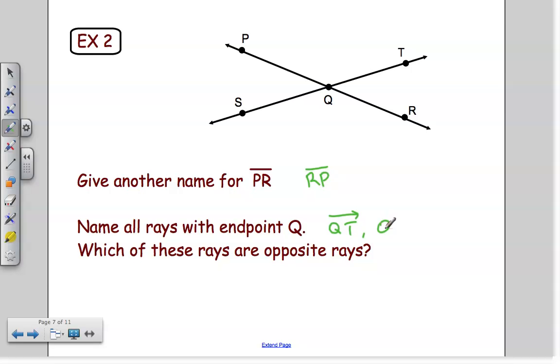Ray QT, ray QP. Again, I'm always going to start with letter Q, that's the endpoint. I'm going to give the letter of the direction I'm going forever second. The arrow always goes to the right when I name these rays.